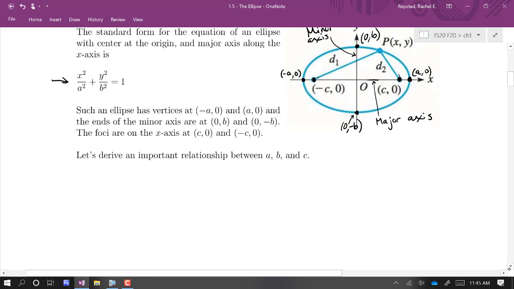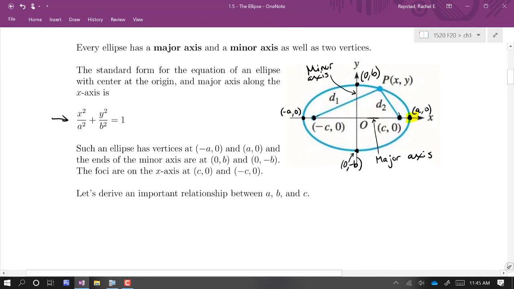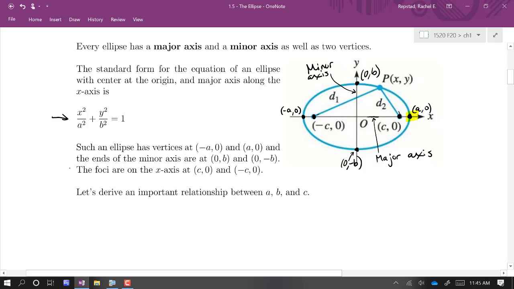We're not going to derive that equation, but what we will do is derive an important relationship between A, B, and C. So we know that what makes something a point on the ellipse is that the sum of the distances, D1 plus D2, is constant. So we're going to find the sum of the distances for a couple of cleverly chosen points, and we're first going to focus on this point here. That's the point (a, 0), that vertex on the right side. So we're going to find D1 plus D2 for the point (a, 0).